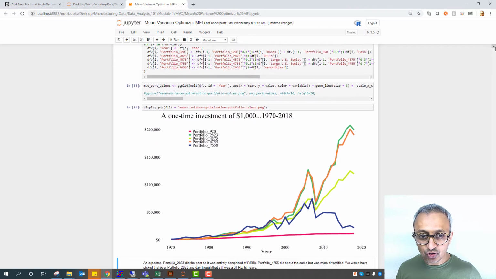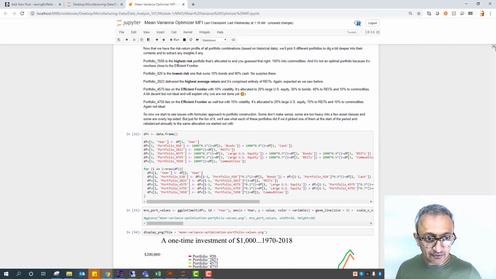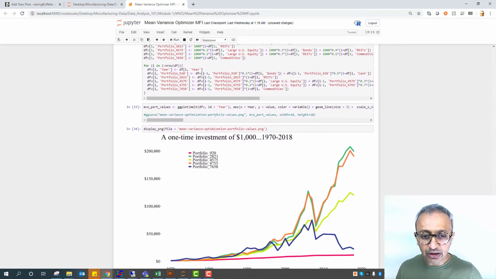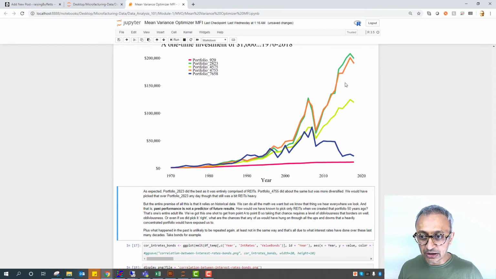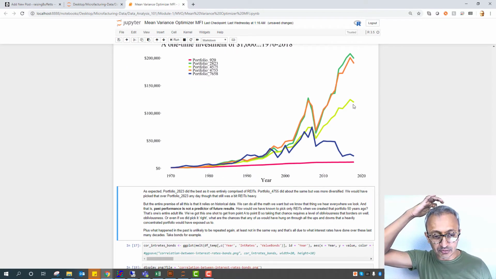So I would say if I had a choice between REITs and 4755, which is 20% to large cap, 70% REITs, 10% to commodities, I would probably pick that, because it at least has a little bit of diversity in terms of having different types of investments. But even then, that 70% allocation to REITs doesn't look very healthy. I would say the healthiest portfolio in here is this one, because it has different flavors of different types of stuff. But again, this is not ideal either. So what I'm going to tell you is, that would probably have yielded like half the amount of money.